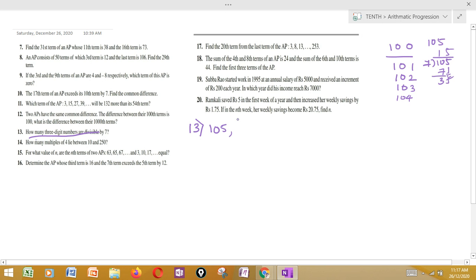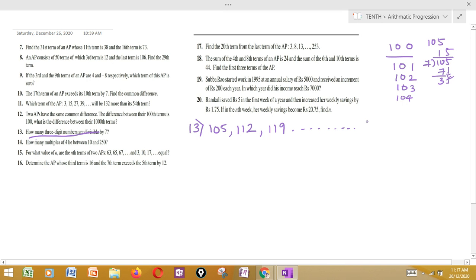What will be the next number so that it is divisible by 7? 105, what do we have to do? Plus 7, we have to add 7. How much do you get? 112. What will be the next number? 119. Very good. And so on.